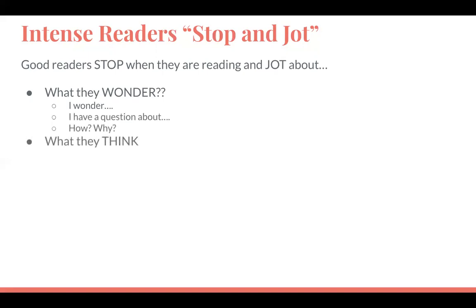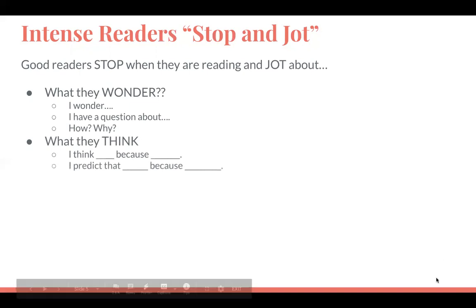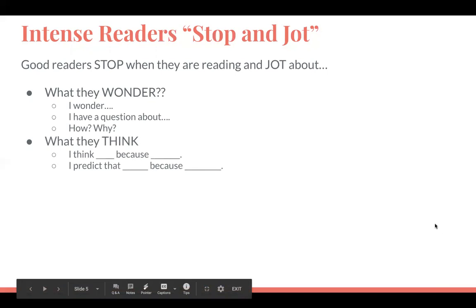You also want to stop and jot about things that you're thinking while you're reading. So you could start with I think blank, so tell what you think, because blank, so something happened in the story that made you think that. You could use the sentence starter I predict that, so something that you think might happen because of something that happened in the story.